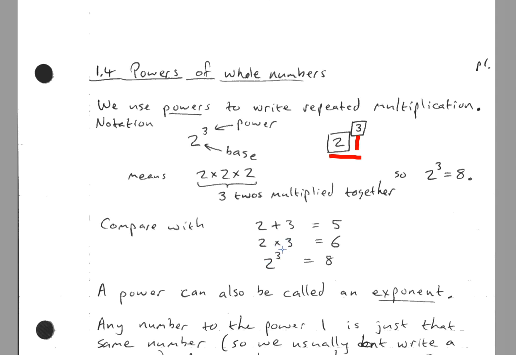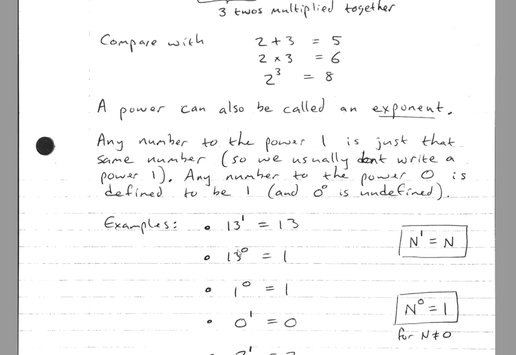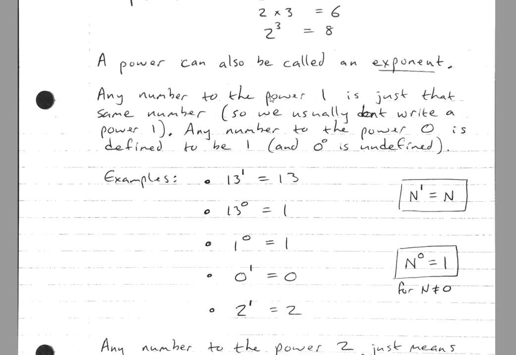So some different things you can do with 2 and 3. 2 plus 3 is 5, 2 times 3 is 6, and 2 to the power 3 equals 8. So we're just making sure we know the basics. Let's look at some different powers.